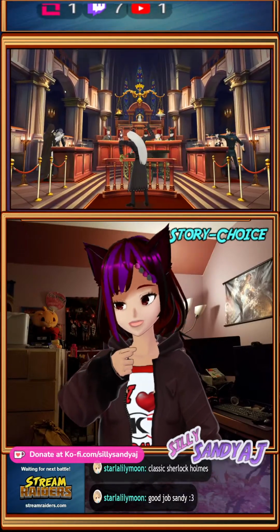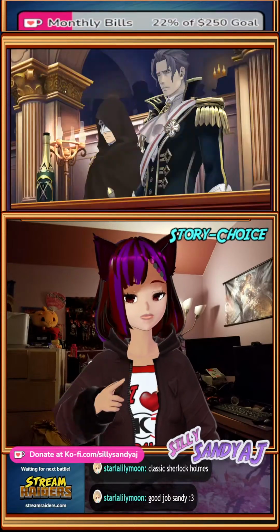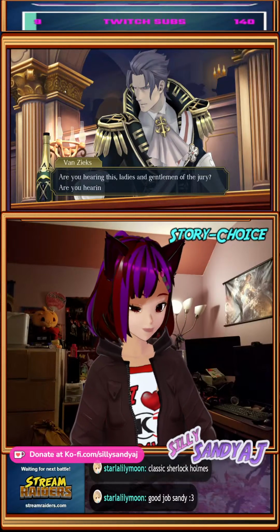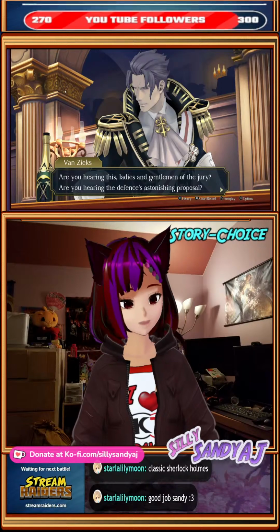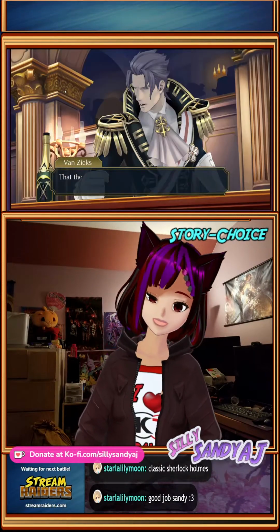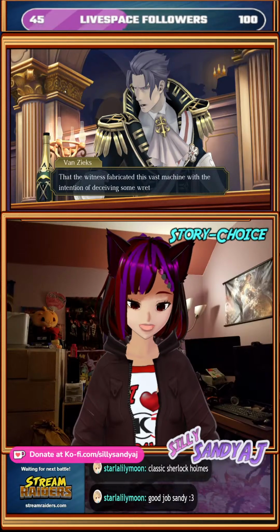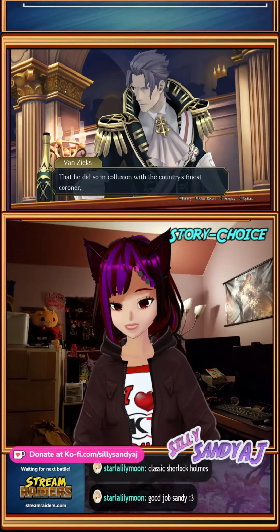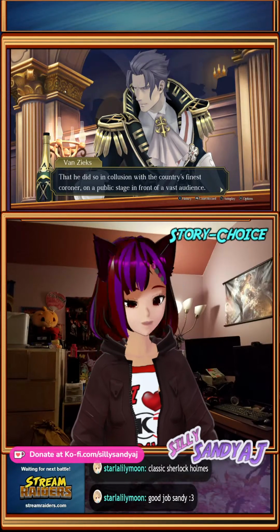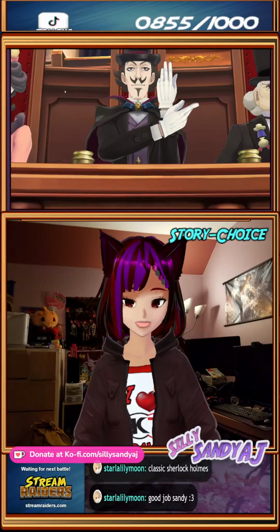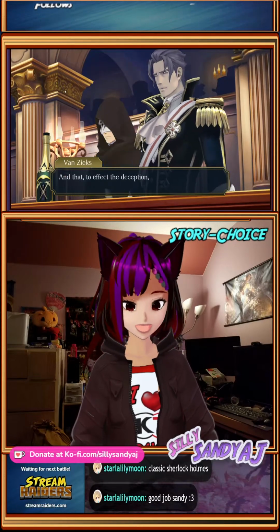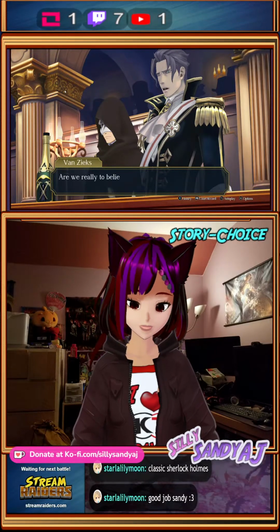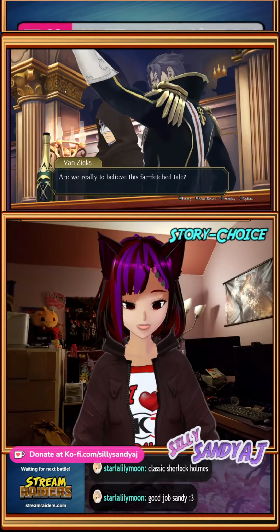Got your ass! I got your ass! Objection! Don't start that! Are you hearing this, ladies and gentlemen of the jury? Are you hearing the defense's astonishing proposal? That the witness fabricated this vast machine with the intention of deceiving some wretched scientist. He did so in conclusion with the country's finest coroner on a public stage in front of a vast audience. And that, to the effect of deception, he used a waxwork model that in no way resembles the victim. Are we really to believe this far-fetched tale?